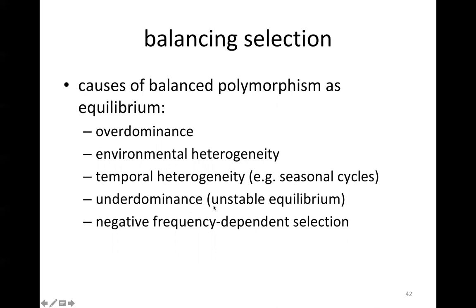Underdominance, we'll see in a second, is yet another factor. It can contribute to polymorphism in the population, but it's an unstable equilibrium, so it will be short-lived. And another important contributor, an important process, is negative frequency dependent selection. We'll talk about this in a second after a few slides.